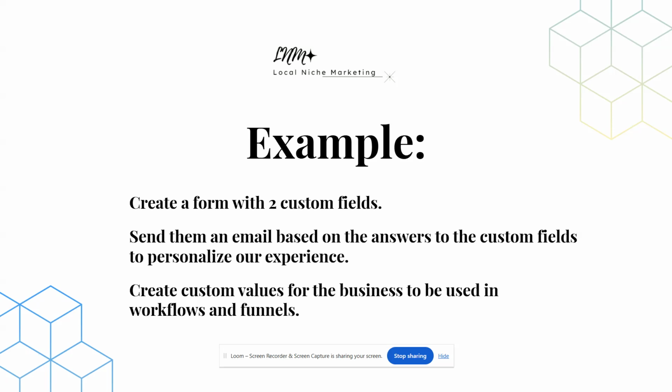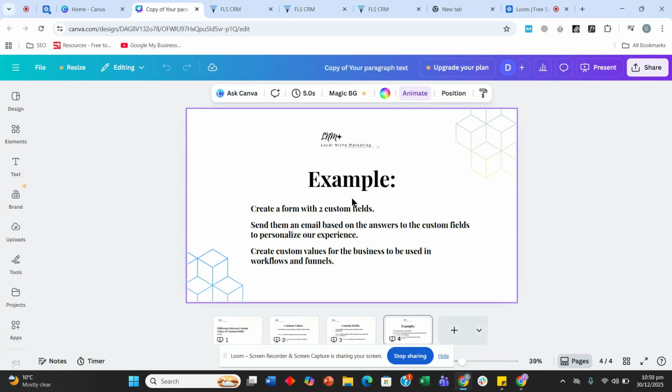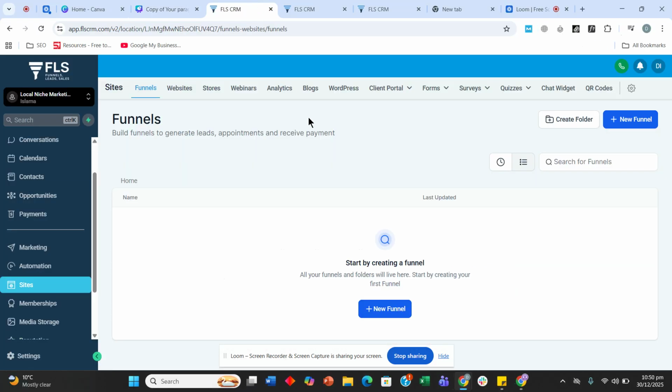Now, we are going to create a form with two custom fields. We are then using those custom field values to personalize our emails, and then create custom values for the business to use in our workflows. So let's just get started, okay?